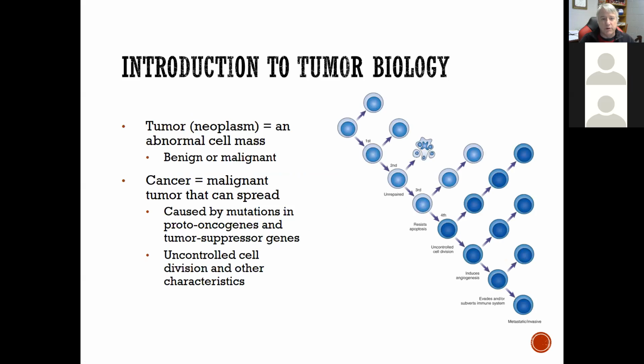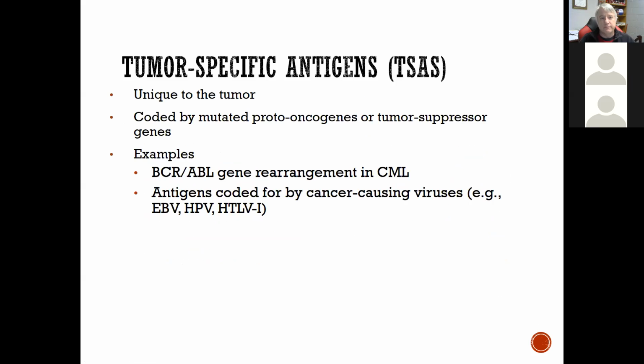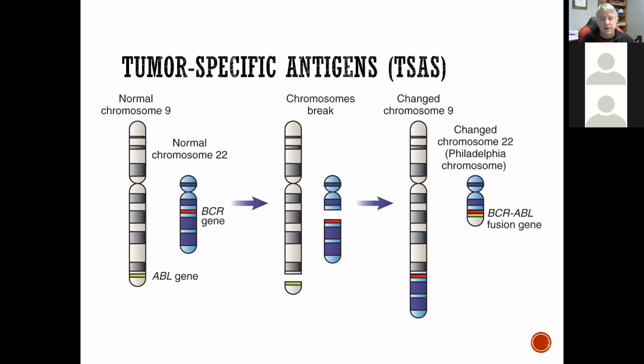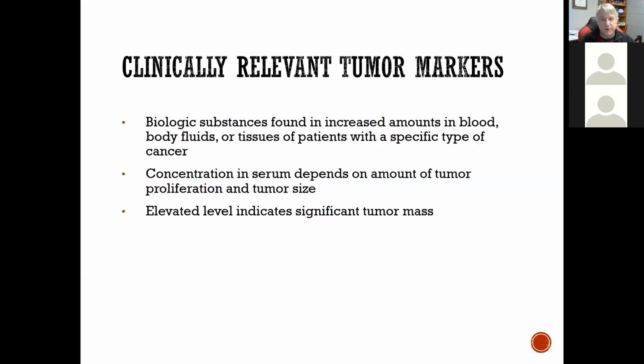All right, so we had the tumor biology. I think we got started on this, and the characteristics of cancer cells, tumor-specific antigens. I think where I wanted to go was the clinically relevant. Is this where we were, on page 283? This is where I thought we had kind of stopped. Is that correct?